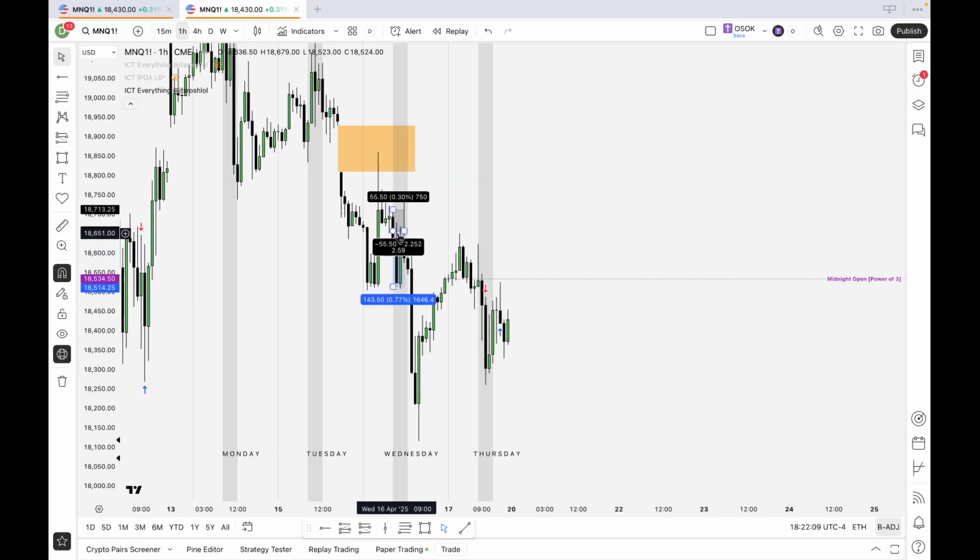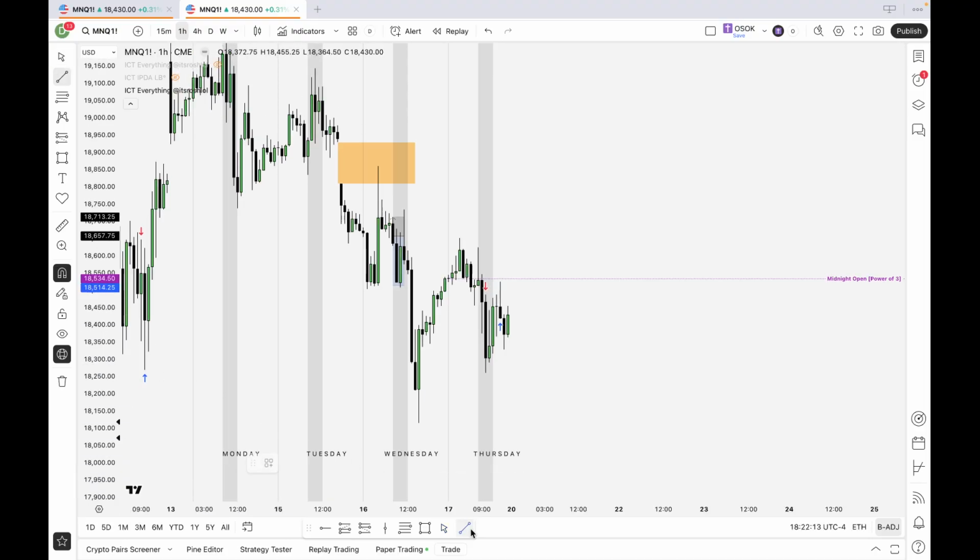So now, going into Thursday's session on an hourly chart, we are making higher highs. You see this high, this high, this high. I'd see that as a 3 drives pattern.